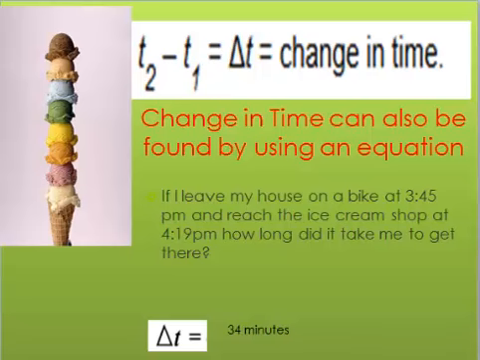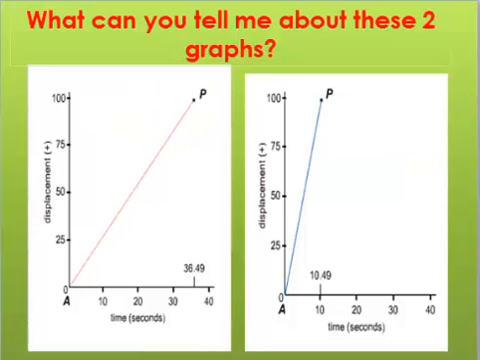If it only took me 34 minutes to get to the ice cream shop on a bicycle, I would probably be very happy and have ice cream all the time. Let's look at change in distance and change in time together on a graph. So what can we learn by looking at these two graphs?